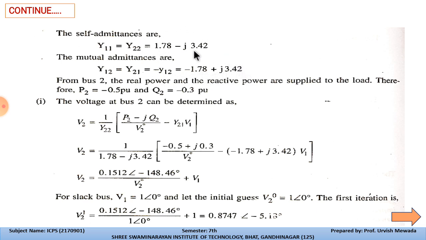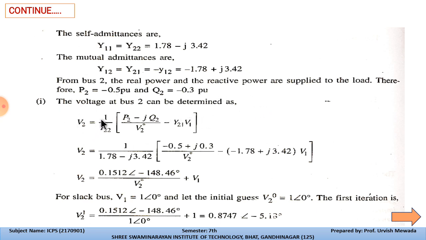So from this we can determine the value of Y11 and Y12. From bus 2 the real power and the reactive power are supplied to the load, therefore P2 is equal to 0.5 pu and Q2 is equal to 0.3 pu, that is given in the data. Now the voltage at bus number 2 can be determined by the equation that we need to follow.